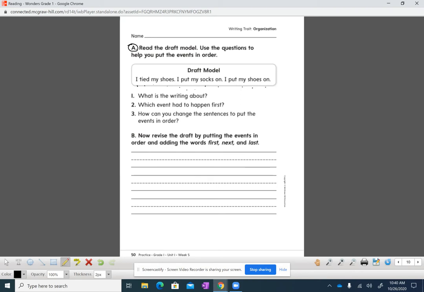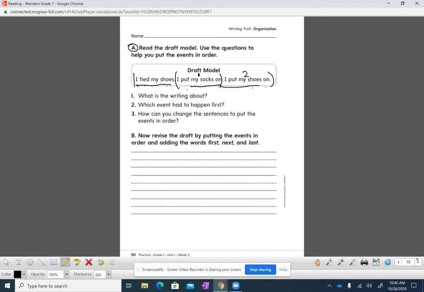Which event happened first? So we have three sentences, so we have three events. I tied my shoes. I put my socks on. I put my shoes on. Well, before you can put your shoes on, you have to put your socks on. So I'm going to put the number 1 above the middle sentence because I think that happened first. Now, before you can tie your shoes, you have to put your shoes on. So I'm going to put this sentence down here with the number 2 because I think that happened next.